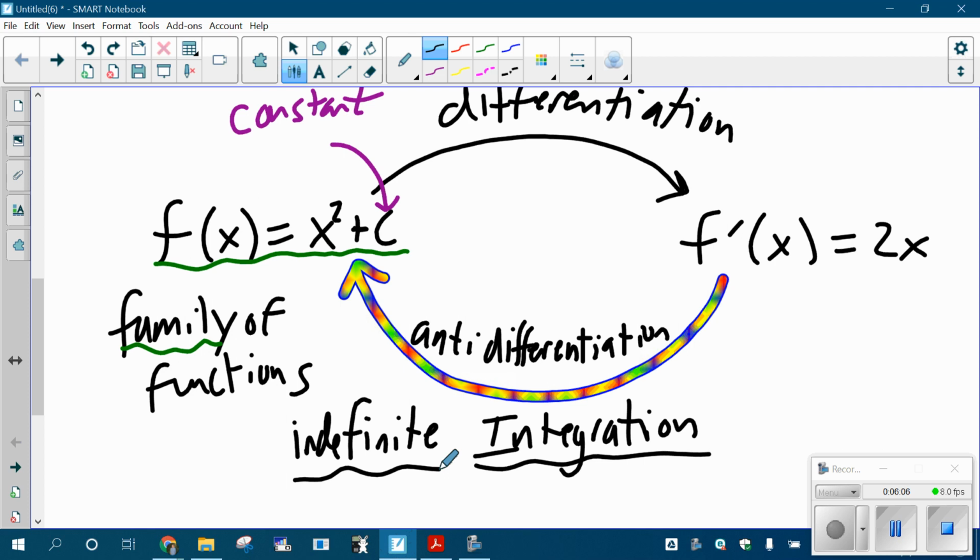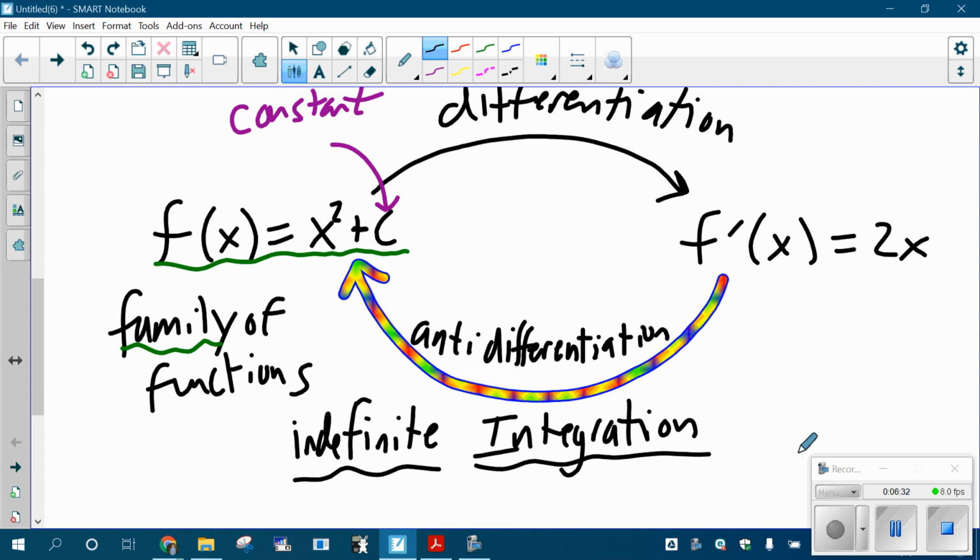But right now we're doing anti-differentiation, also called integration, and specifically we're doing indefinite integration. We're finding indefinite integrals, which are antiderivatives. And you don't get one antiderivative, you get a family of functions, because there's infinitely many functions that have this as their derivative. And they all differ by a constant and form a family of functions. Isn't that nice how everything kind of comes together like that?